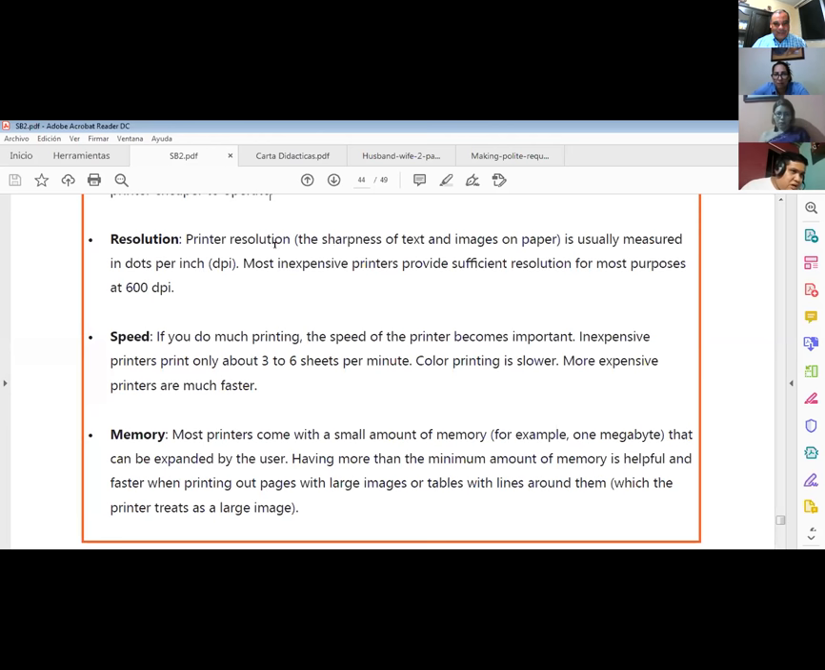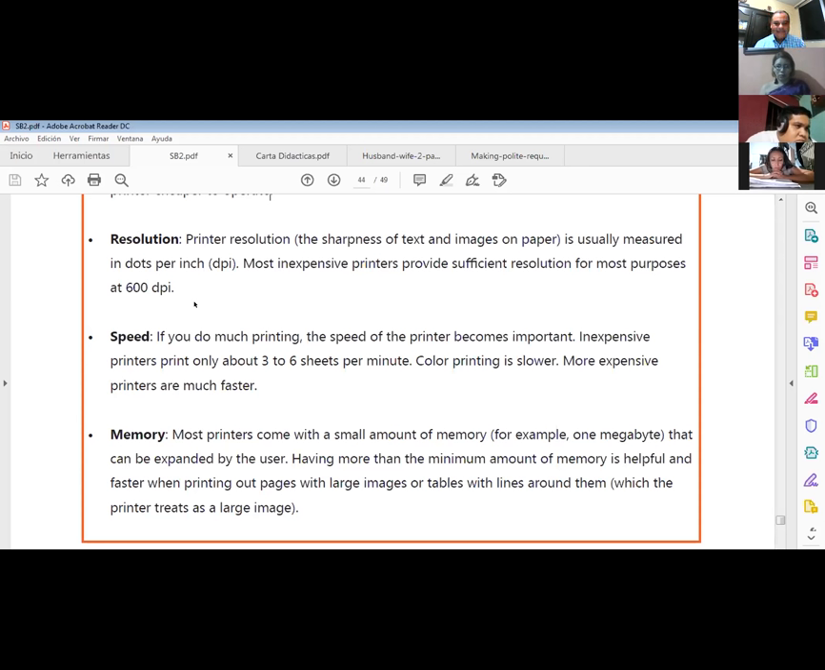Okay. Printer resolution, the sharpness of text and images on paper is usually measured in dots per inch. Most inexpensive printers provide sufficient resolution for most purposes at 600 DPI. Okay, questions?